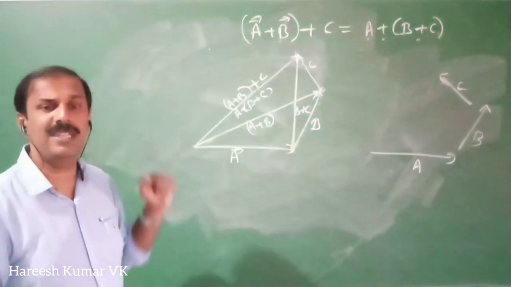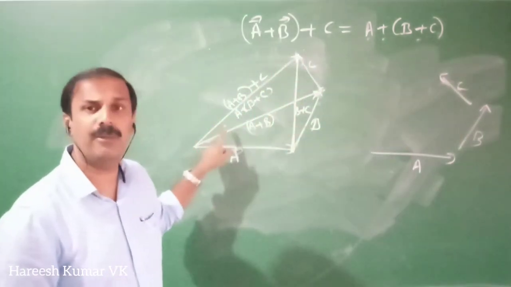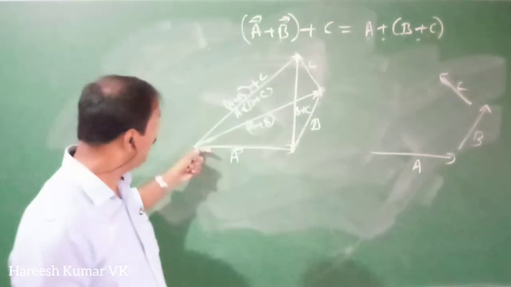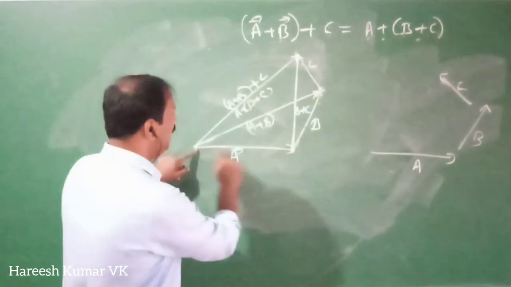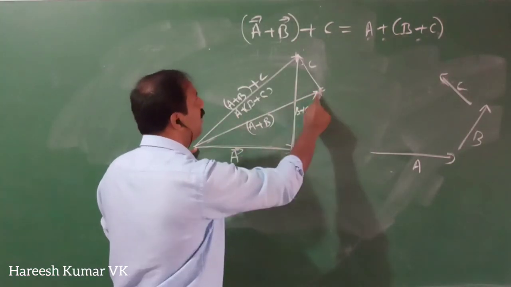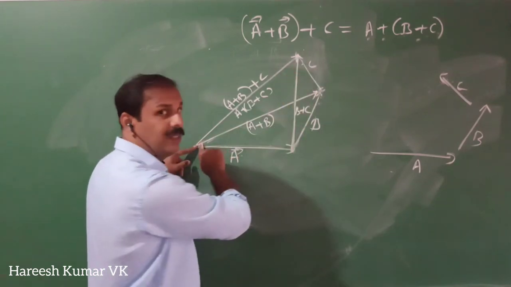So we can prove like this. This condition we can prove using this diagram. This diagram you can directly draw, but you should know what physically it is. Once more I will tell. This is A and this is B. So A plus B is this one. Now A plus B is this one, plus C is this one. So A plus B plus C resultant is this one.